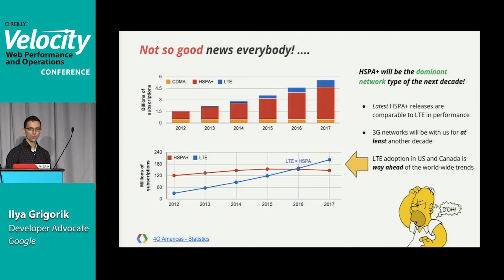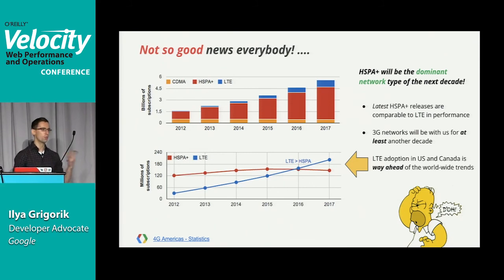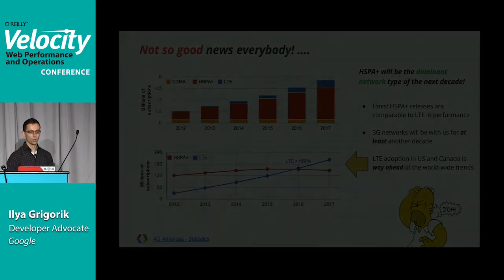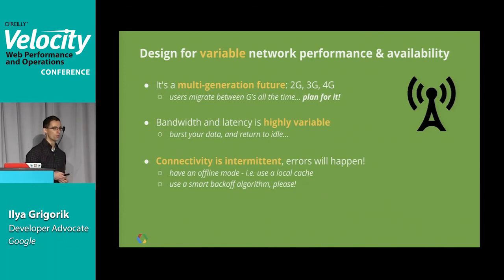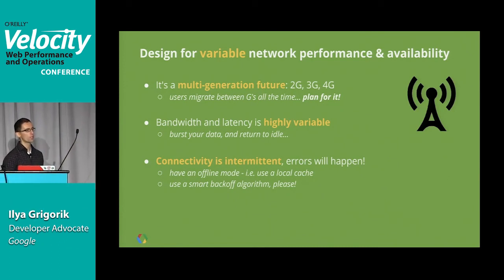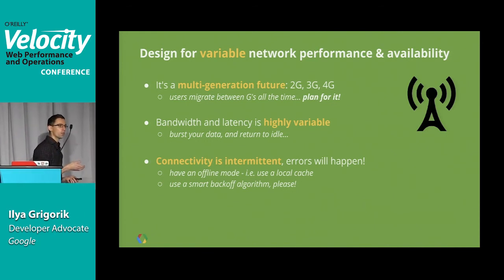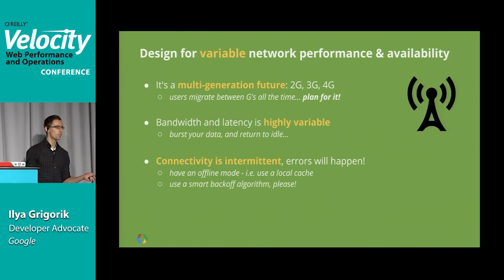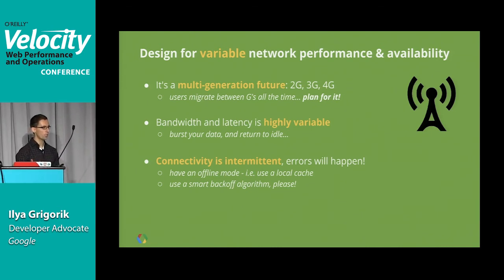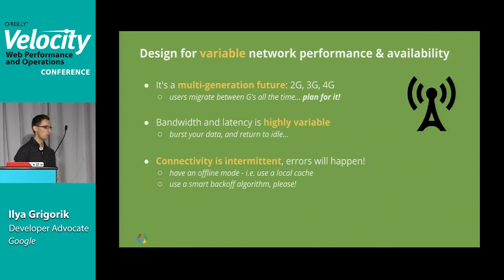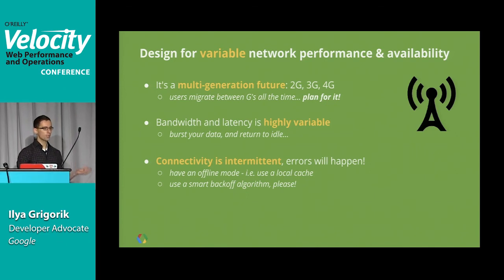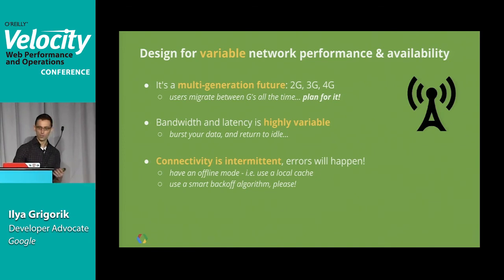But broadly speaking, you have to assume that there'll be a mix of networks, 3G, 3.5, 3.75, and 4G networks that we'll have to work with. So it is a multi-generation future, and you have to plan for this. You can't just design your application for 4G for the optimal case. Even if you have your latest LTE data plan, you'll find that your device is continuously migrating between LTE, sometimes falling down to even EDGE, and then sometimes going to maybe HSPA. So bandwidth and latency are variable, connectivity is intermittent, so make sure you do have an offline mode and you plan for this kind of thing.